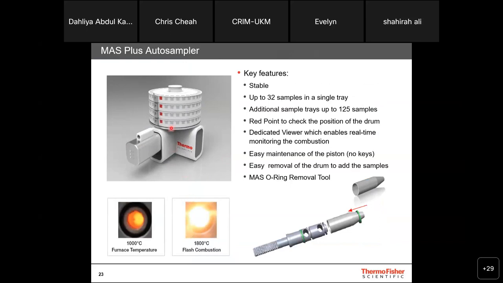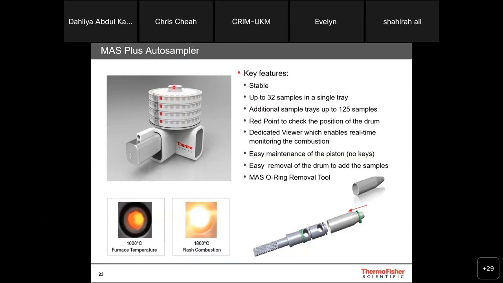Okay, so I mentioned the tin capsule and the silver capsule. So how do we load the sample, and how will the system introduce the sample into the system? It's actually by this rack. You see that there are 4 drums. Our sample will go into this slot.